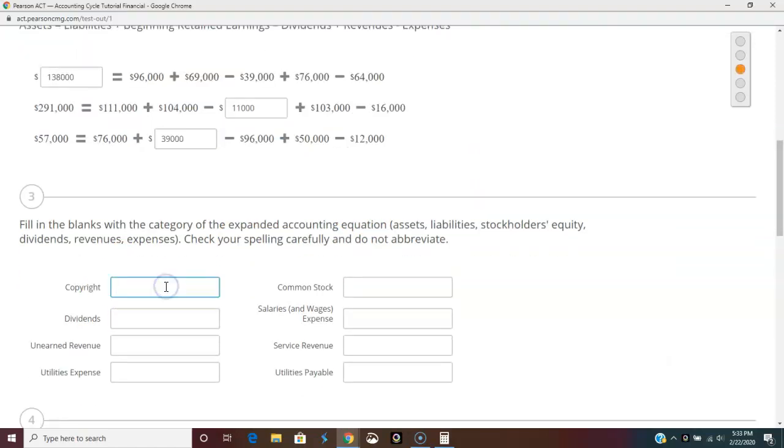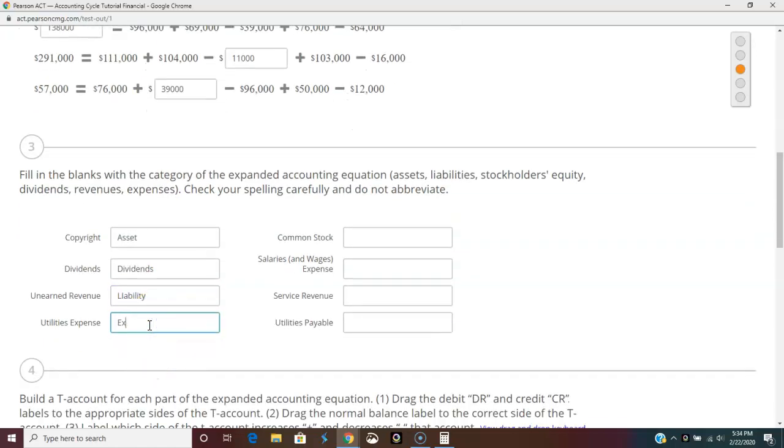So copyright we haven't talked about, but copyright is an asset. Dividends are dividends. Unearned revenue is a liability. We owe it. Expenses are expenses, if you can spell it. Common stock is stockholders' equity. Expenses are expenses. Revenue is revenues. And a payable is always a liability.